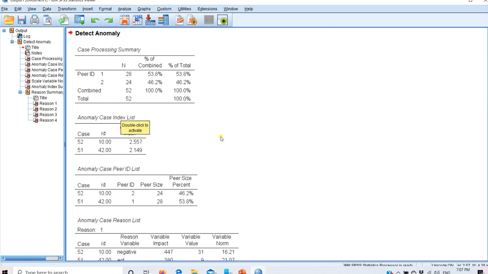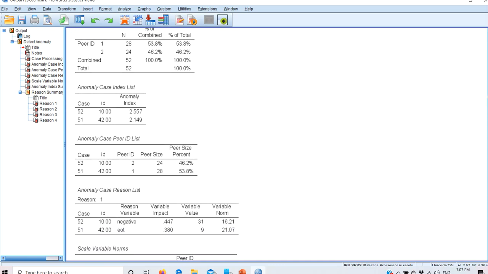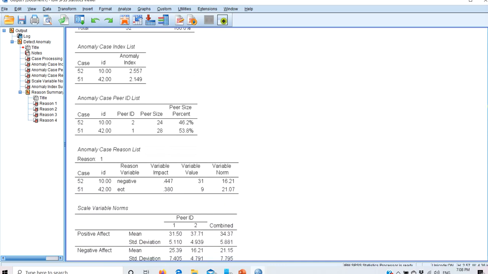Anomaly case index list. So case ID 10 and 42 have anomaly indices of 2.557 and 2.149. We have set the anomaly index to 2. If we go with a higher index, say if I had kept it at 3, then it would say that there is no anomaly. I will repeat this analysis. I have deliberately done this so that we can get some outputs so I can demonstrate.